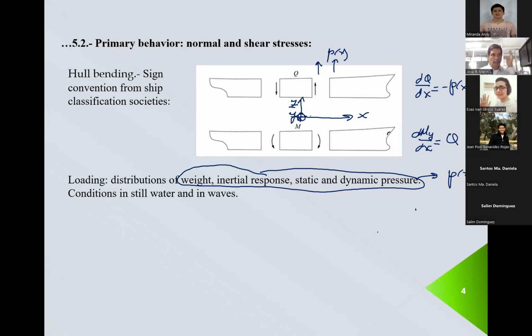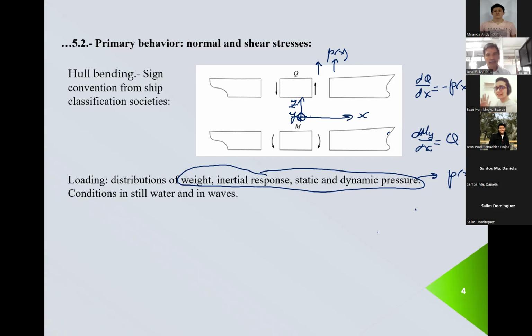People, right now, primary is a 1D problem. The dependence is only on X. Okay, that's why I insist. You see that the derivatives are total, and clearly I'm setting up that the dependence on P is only on X, because this is a beam assumption.